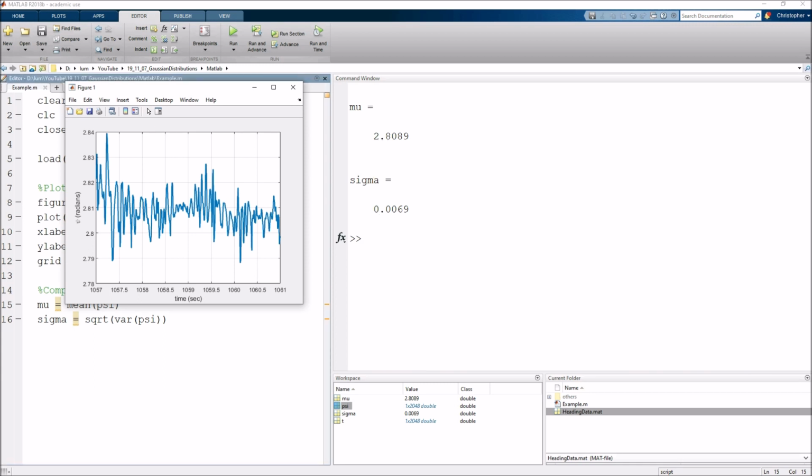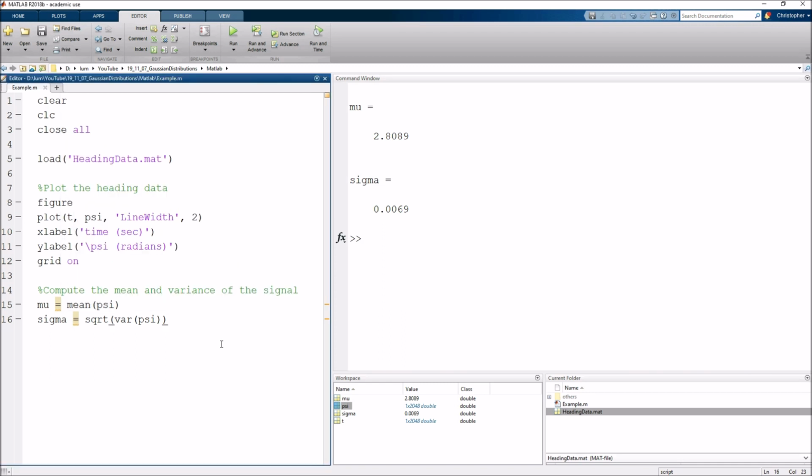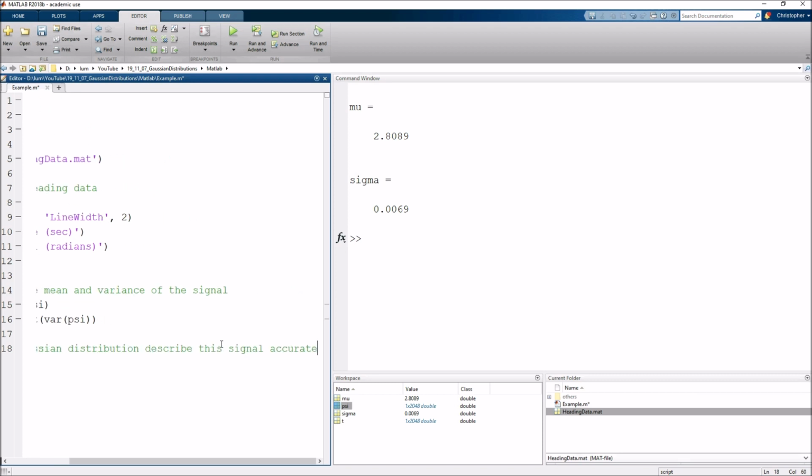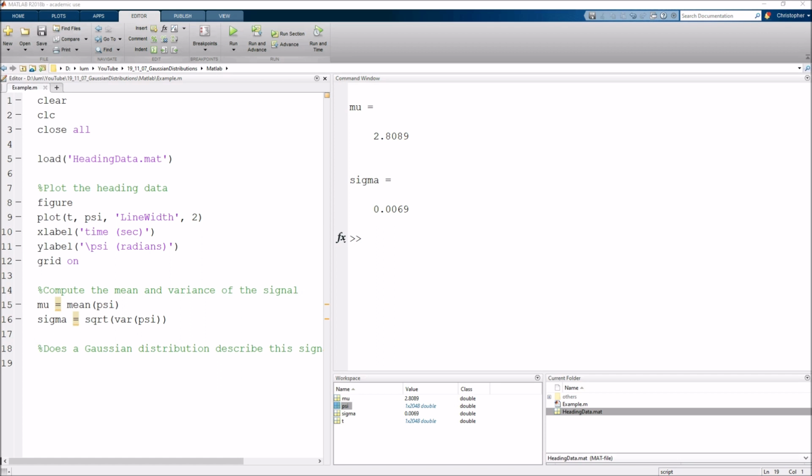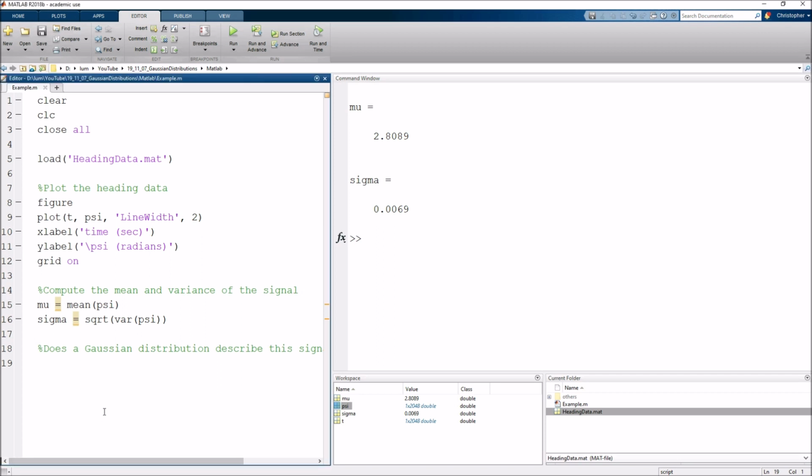Well, what does that really mean for us? So what we can do is, let's see, does a Gaussian distribution describe this signal accurately? Right? So what I mean here is, let's go ahead and calculate the Gaussian that's associated with this.